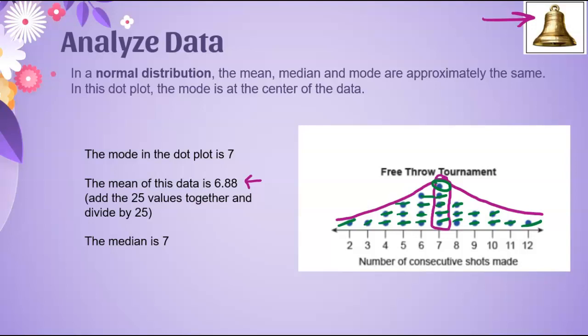So if you look at these, 7 is the mode, 6 88/100ths is the mean, and the median is 7. They're all about the same. They're not exactly the same, but they're all approximately the same. So they're all good measures of center for a normal distribution.